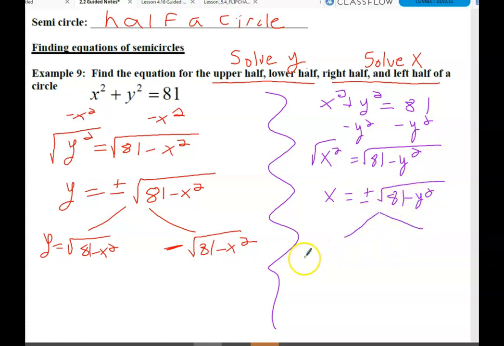So again, I get two equations here. I get the square root of 81 minus y squared, and I get negative the square root of 81 minus y squared. The last thing you do is hop over to Desmos again and see which one is going to be the left half and the right half, but I'm sure you can figure out, based on what we saw with the upper and lower half, which one's going to be which. But I still think it's worthwhile to see what it looks like on Desmos.